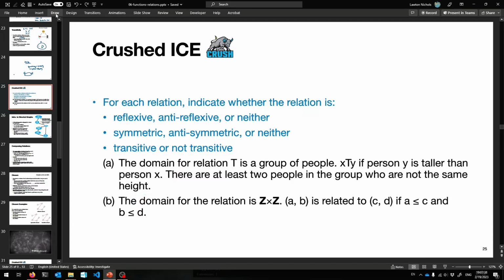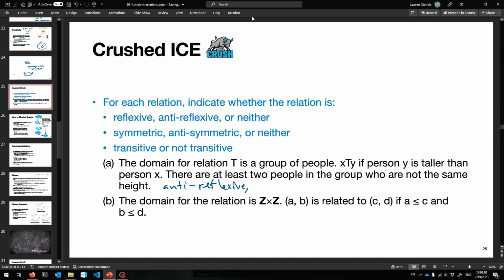Can it ever be true that person A is taller than themselves? No person is taller than themselves, right? So it's never reflexive for anybody in the domain. So this is an anti-reflexive relationship. Do you see that? This is anti-reflexive. So that hopefully makes enough sense.